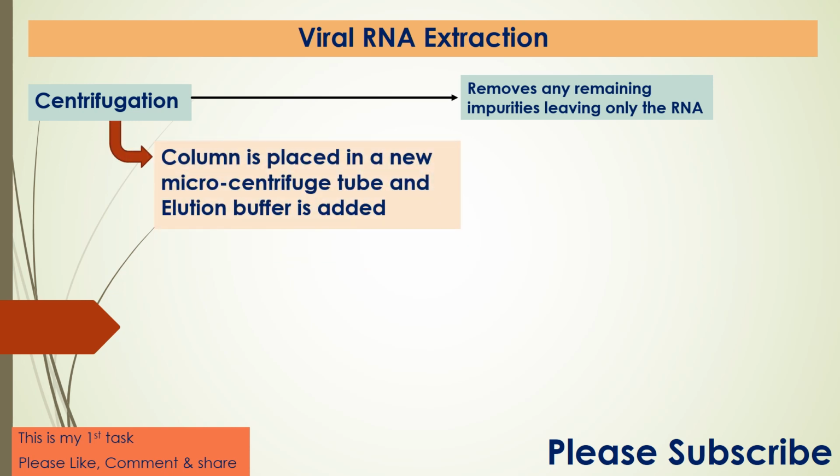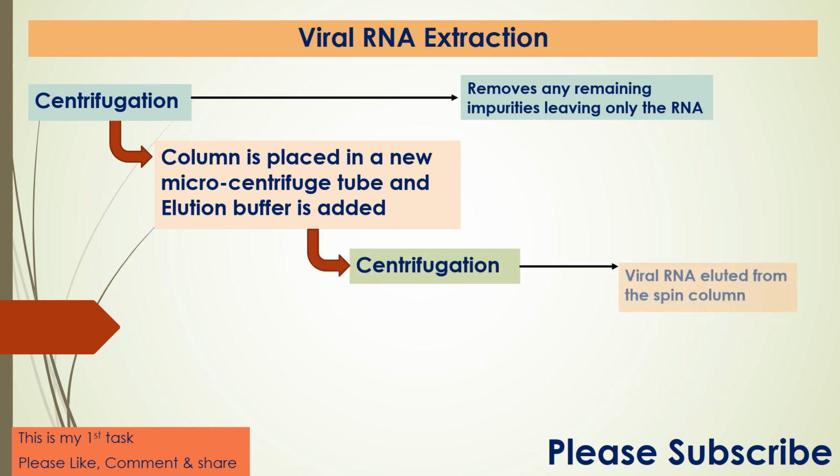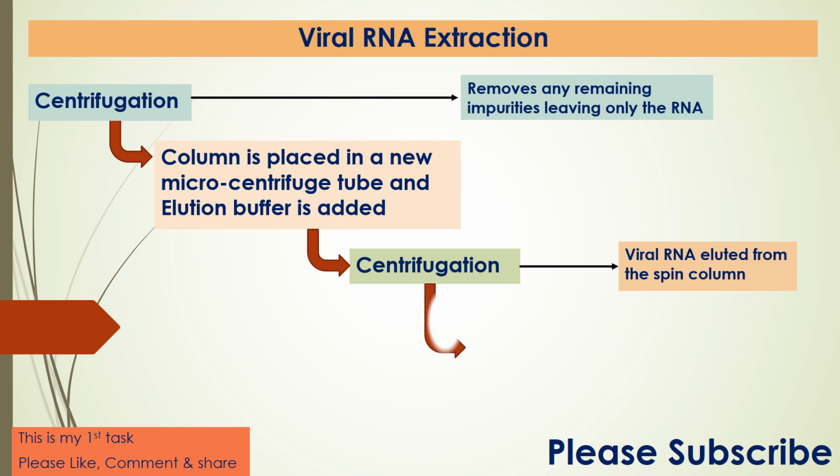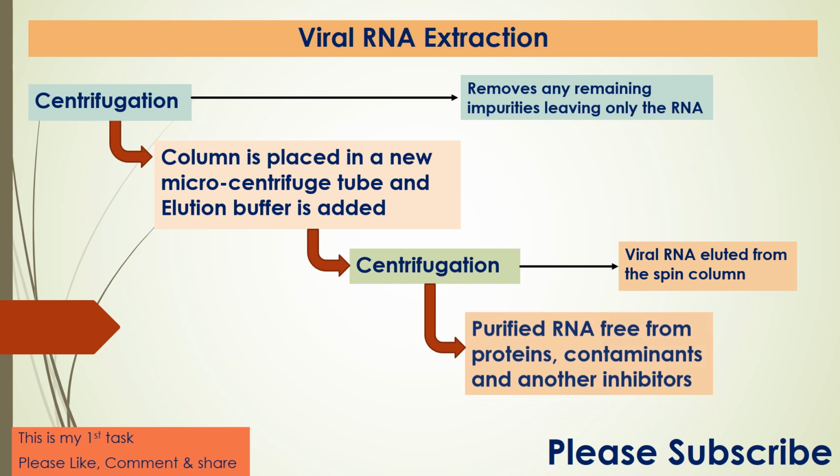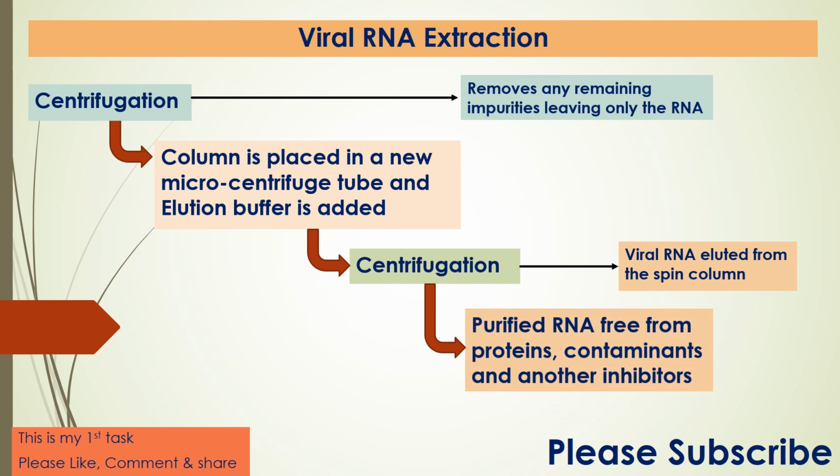Then the spin column is placed in a new microcentrifuge tube and elution buffer is added. And centrifugation is performed again, by which viral RNA is eluted from the spin column. Then purified RNA, free from proteins, contaminants and other inhibitors is obtained.